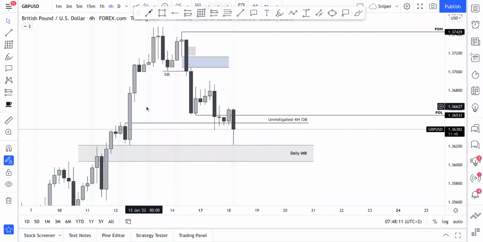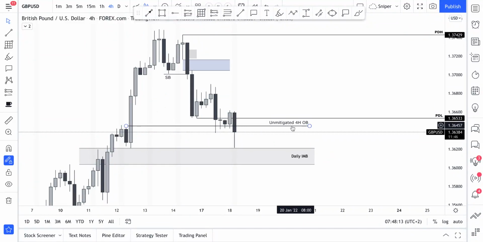On GU, let's have a look. So this is still markups from Monday. So we had this unmitigated 4-hour block. You can see we did mitigate it. We tapped right through it. And we have this daily imbalance in here as well. You can see we kind of reached for that daily imbalance.